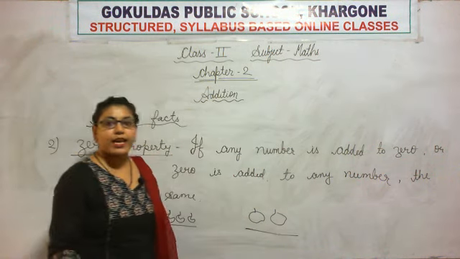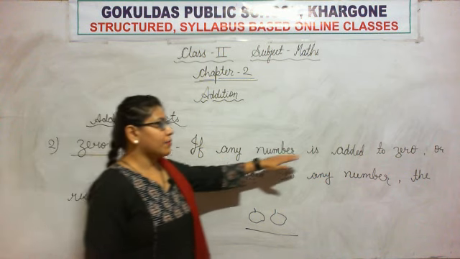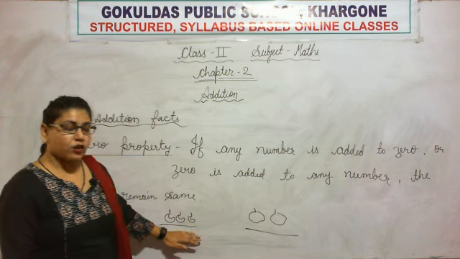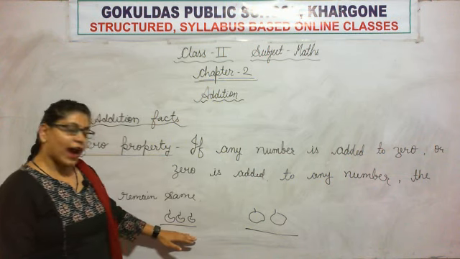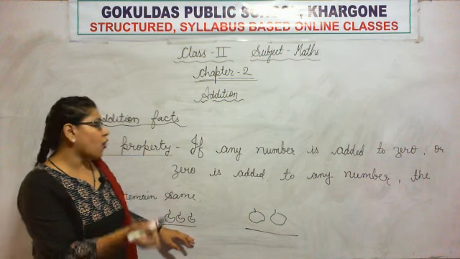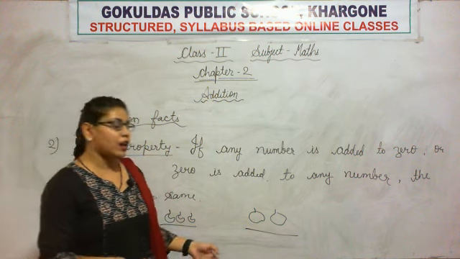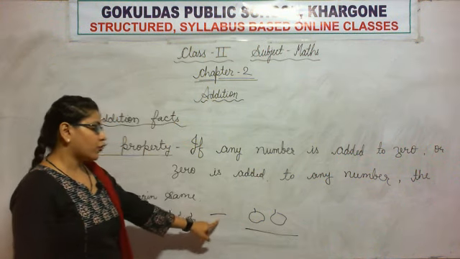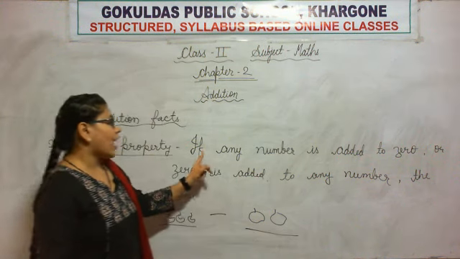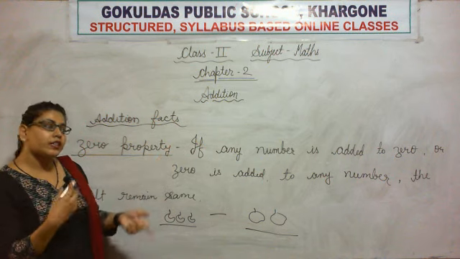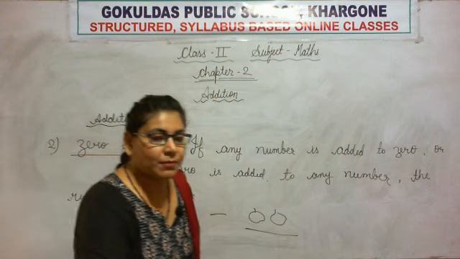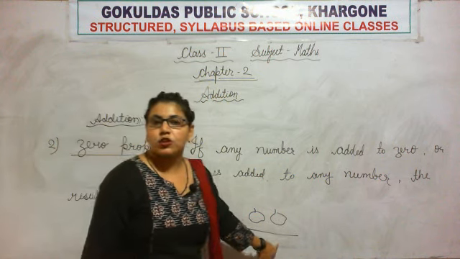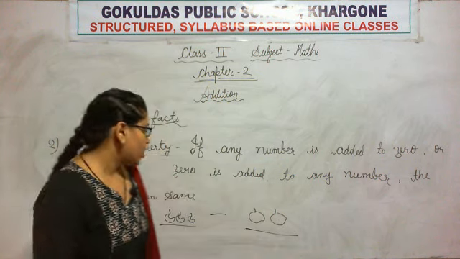Those 2 apples only. So if any number is added to 0, if you add these 3 to 0, or if 0 is added to a number, if no apple is given to these 2 apples, means 0 is added to 2. So any number is added to 0 or 0 is added to any number, the result will be same. In the case of 3 mangoes, the result will be 3 only, and in the case of 2 apples, the result will be 2 only.